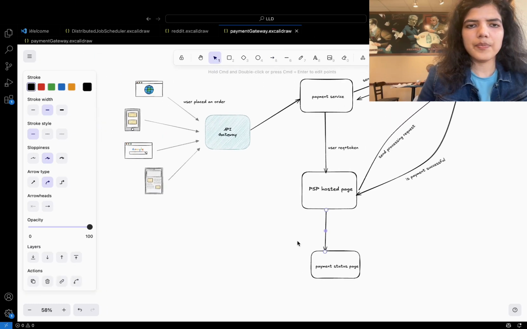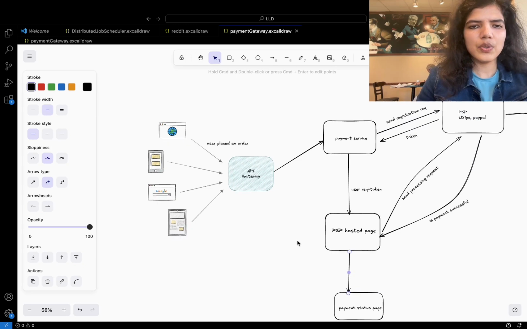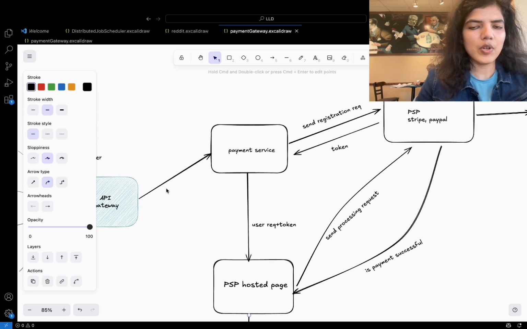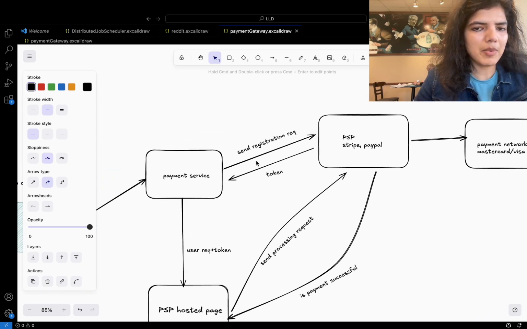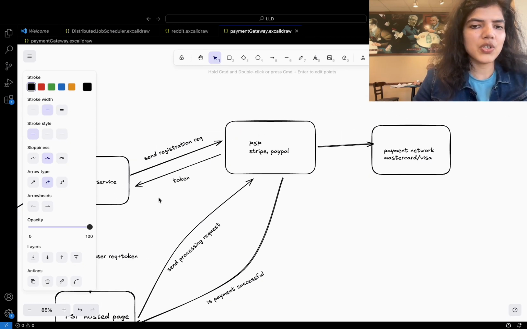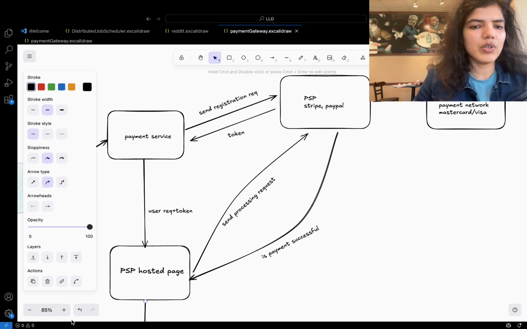So once again, let's see. The user places an order over here. It goes through our API gateway. From the API gateway, it goes to the payment service. The payment service will send the request to the PSP to generate a token. From the token, it will request the PSP hosted page.